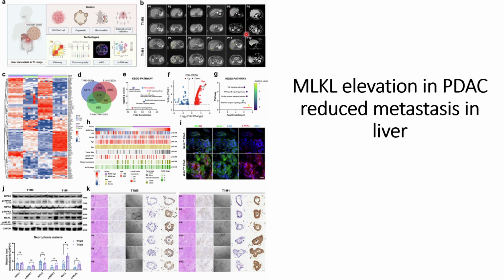So they analyzed pancreatic cancer patients at T1M0 and T1M1 stage. The difference between these two stages is that T1M0 has a lower tumor size, less than 2 centimeters, whereas T1M1 has a tumor volume greater than 2 centimeters.